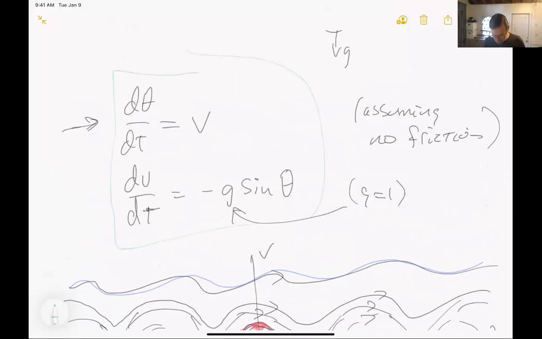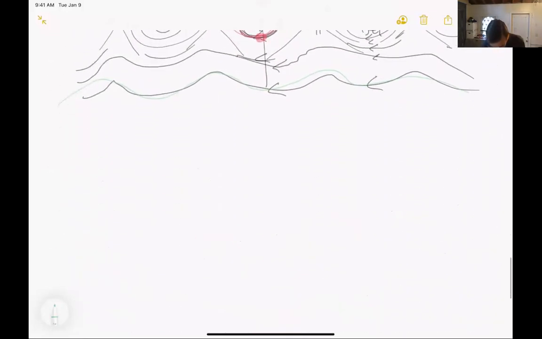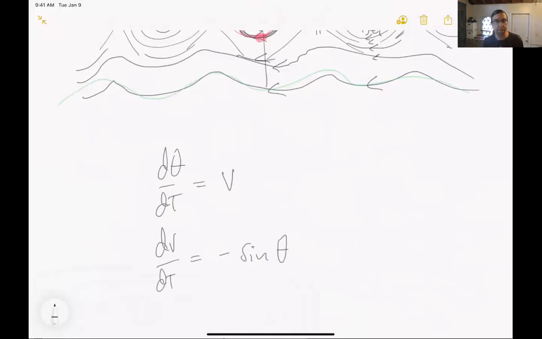So again, let me copy that system down at the bottom of the page without the g, because we're assuming g is 1. So we have d theta dt equals v, and dv dt equals minus sine theta. So if this is a Hamiltonian system, it means there's some Hamiltonian function where this is the negative partial of that function with respect to theta, and this is the partial with respect to v.